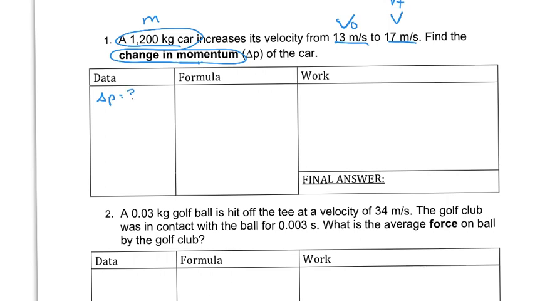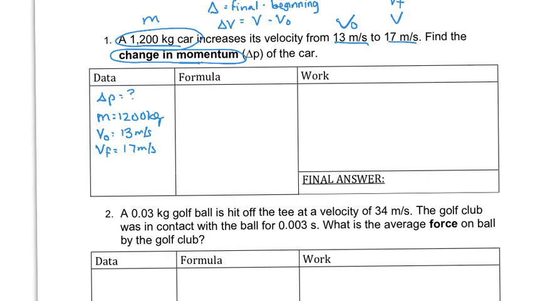When it comes to change in velocity, you always find the change in anything is the final minus the beginning. In this case, the change in velocity is going to be the final velocity minus the beginning velocity. So we've got a mass of 1,200 kilograms. We've got a beginning velocity of 13 meters per second. Final velocity of 17 meters per second.